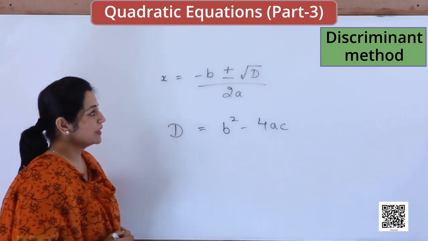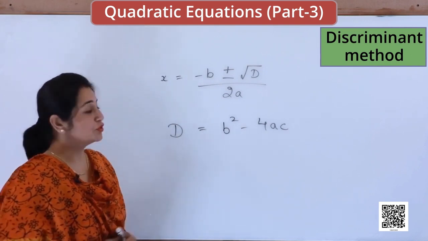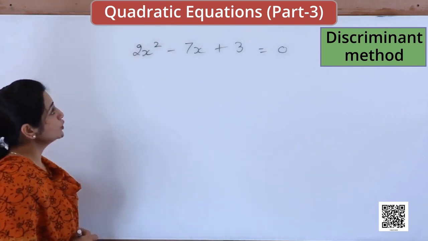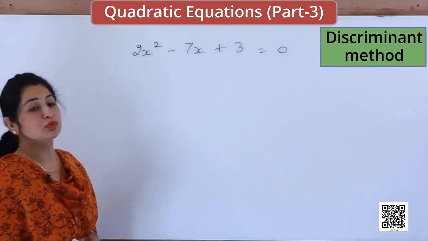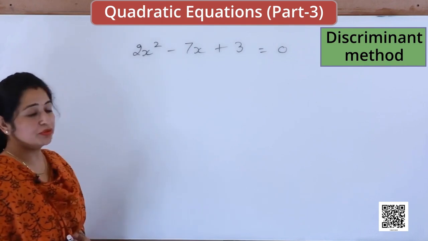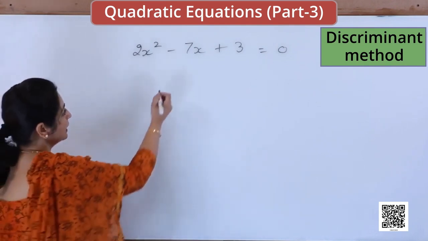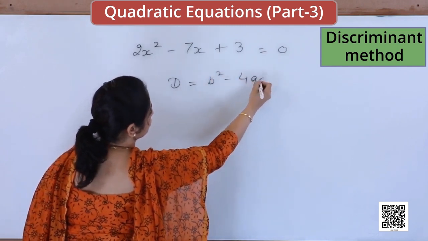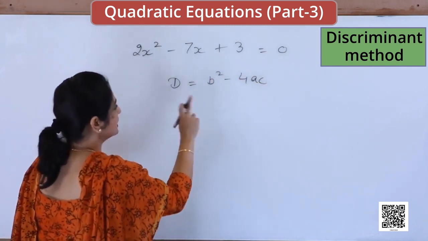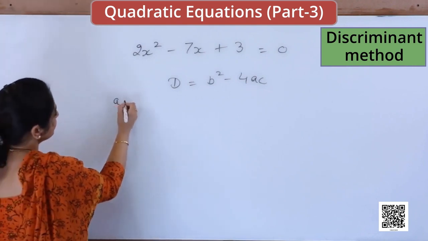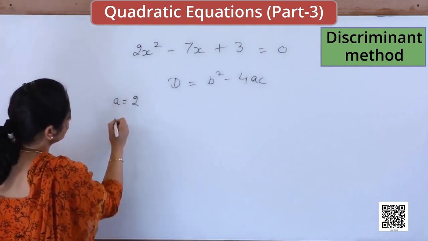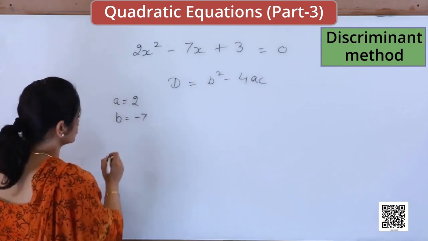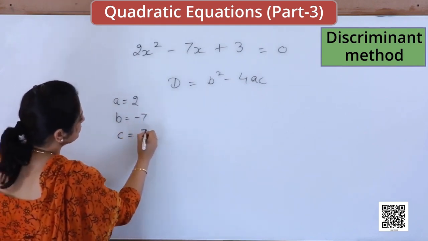So, that's the formula. Now, let's see one example to use it. Let's see how we can solve. So, our equation is 2x square minus 7x plus 3 equals 0. Now, to solve it, we first need to find out the discriminant, and discriminant is b square minus 4ac. So, here we need the values of a, b and c. Now, a in this equation will be 2, b will be minus 7. We need to take the sign of minus also, and c will be 3.